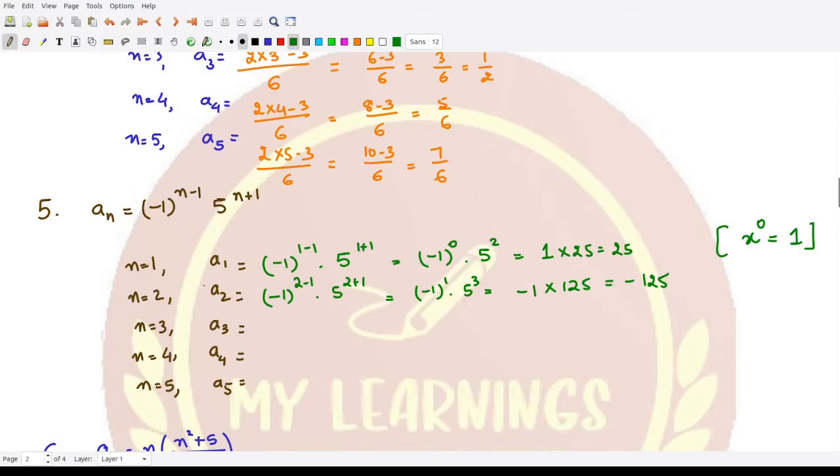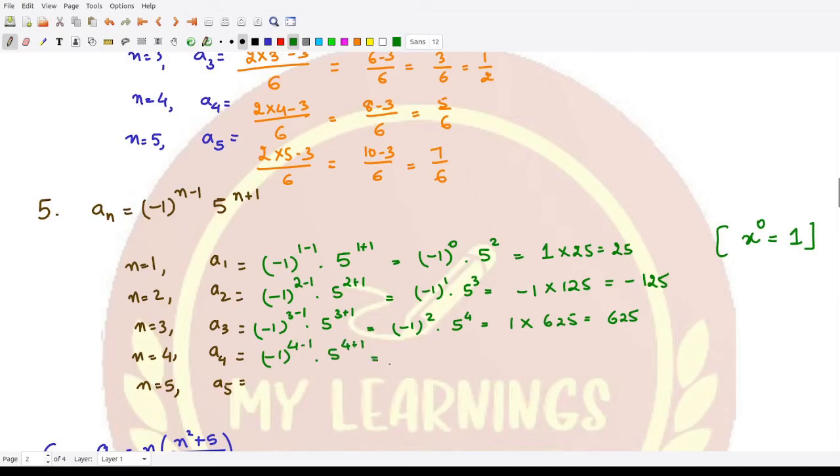For the third term a3 we need to put n is equal to 3 here. So minus 1 raised to power 3 minus 1 multiplied with 5 raised to power 3 plus 1. So it is minus 1 raised to power 3 minus 1, which is 2, multiplied by 5 raised to power 3 plus 1, which is 4. So that minus 1 into minus 1 is equal to plus 1, multiplied by 5 raised to power 4, which is 625. So we have the answer as 625. For the fourth term we would have here the value of n as equal to 4. So that we would have minus 1 raised to power 4 minus 1 into 5 raised to power 4 plus 1.